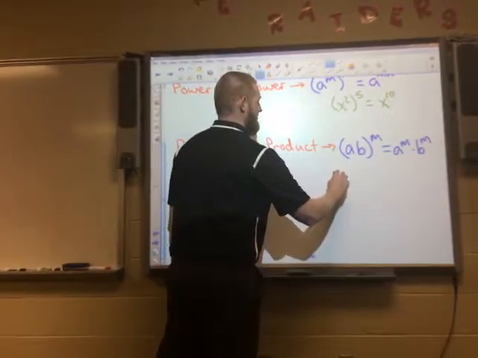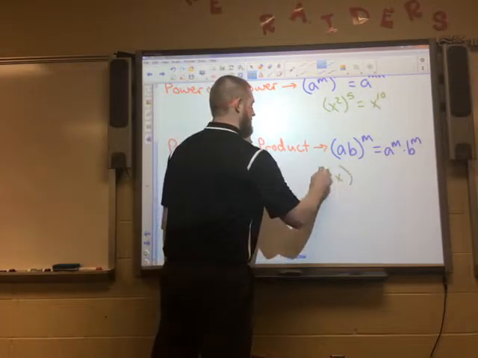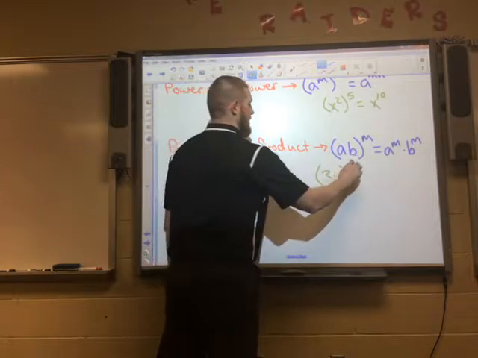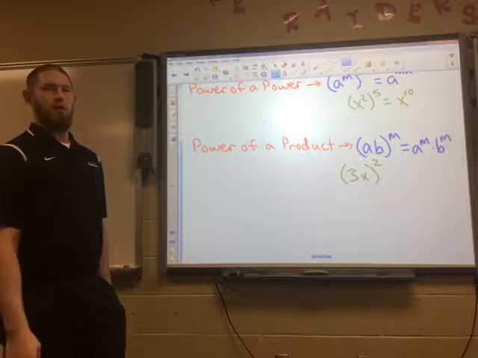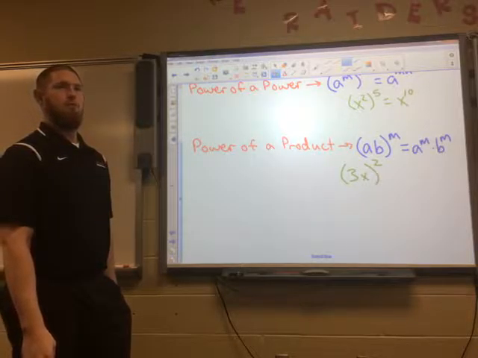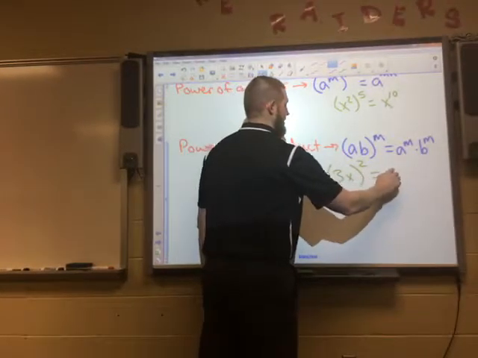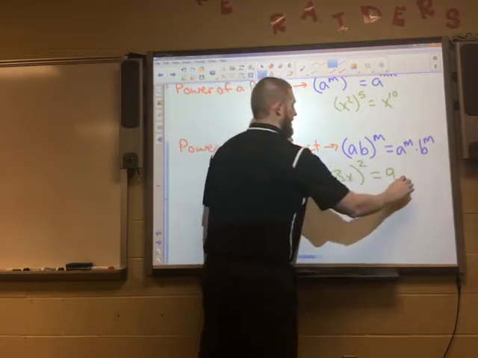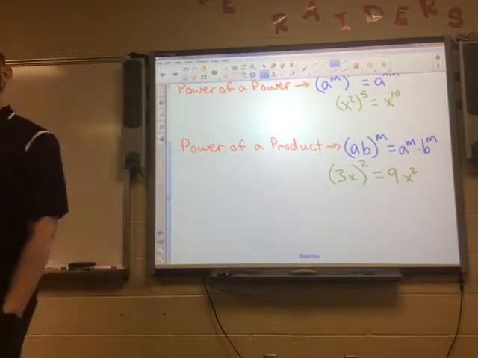So if I have 3x squared, that squared goes to what? Both of them, both the 3 and the x. So I get 9x squared, which would be written like that, correct?